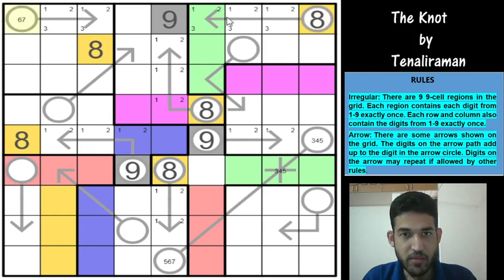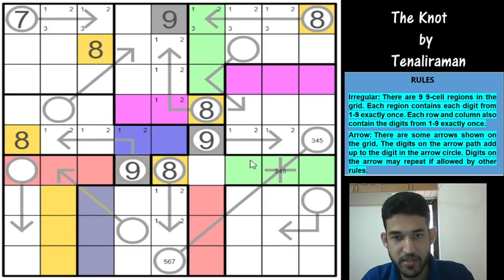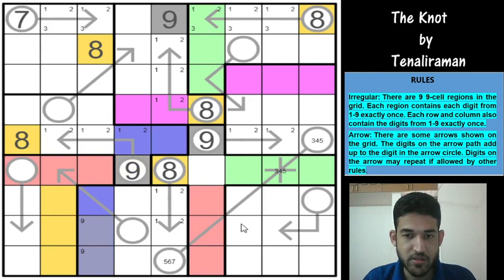Okay, we know that the minimum sum from these circle cells is 15, so this has to be a 7. And 9 is in the blue cell, so 9 has to be in the blue cells. 9 is removed from here.